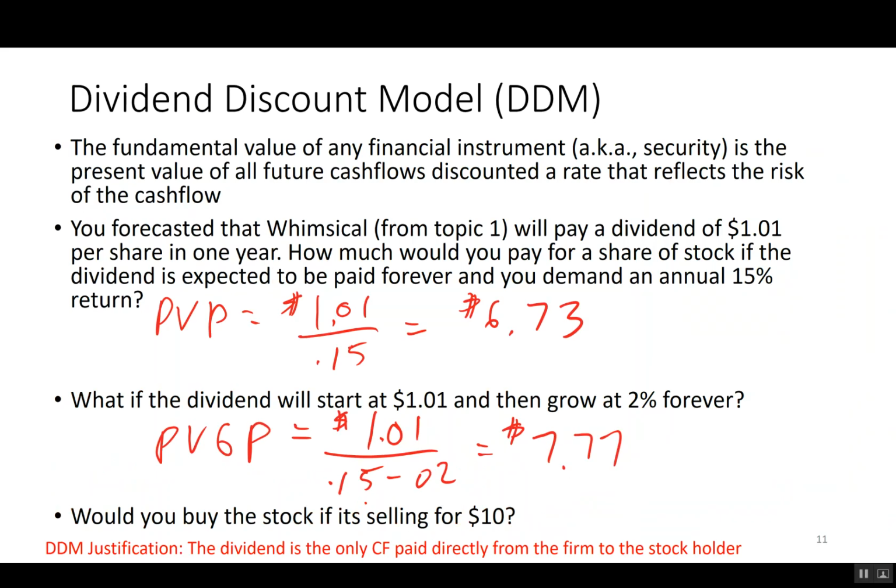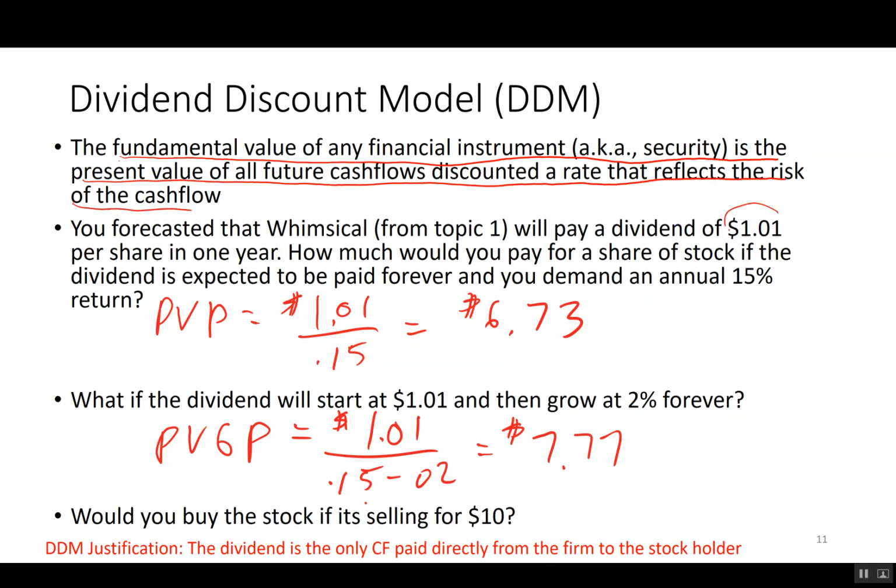So the first thing we're going to do is something called a dividend discount model. The dividend discount model says that the value of any stock is the present value of all future cash flows. And this is a specific case of a more fundamental equation in finance, and that is the fundamental value of any financial instrument or security is the present value of all future cash flows discounted at a rate that reflects the risk of the cash flow.